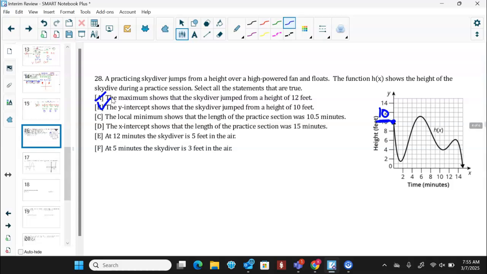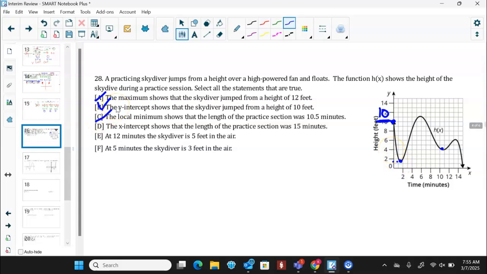All right, the local minimum shows that the length of the practice session was 10.5. Okay, so the local minimum shows that the length of the practice session was 10.5. That is not true. Right here, there is a minimum that shows less than that, and then there is another minimum that does show 10.5, but the lowest point right here, it's not 10.5 minutes.